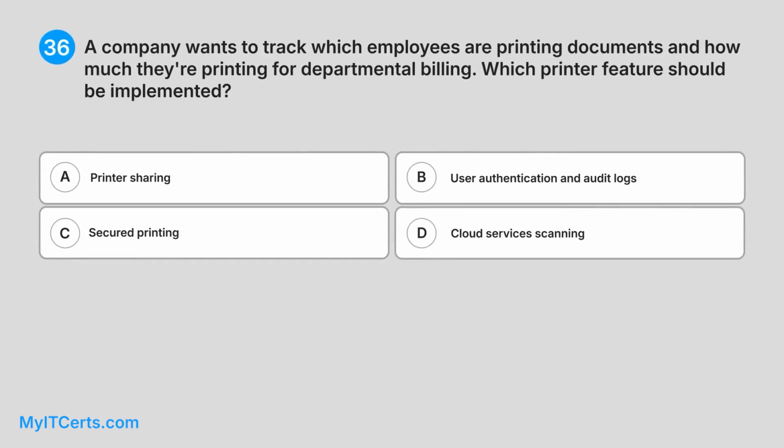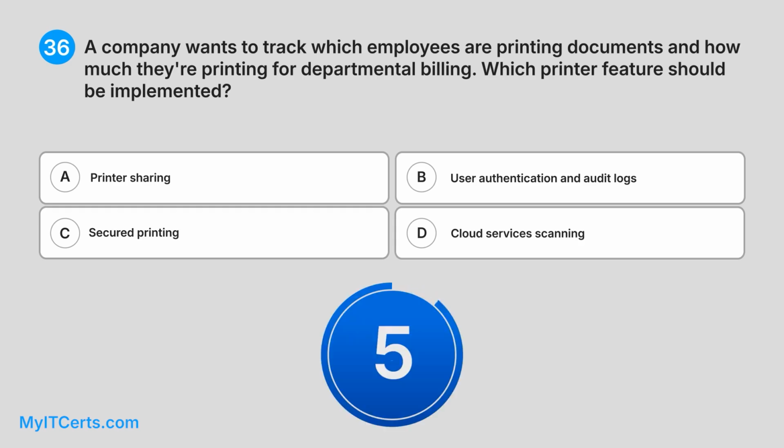36. A company wants to track which employees are printing documents and how much they're printing for departmental billing. Which printer feature should be implemented? A. Printer sharing. B. User authentication and audit logs. C. Secured printing. D. Cloud services scanning. What do you think is the answer?